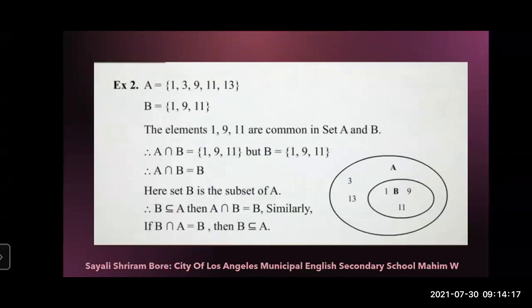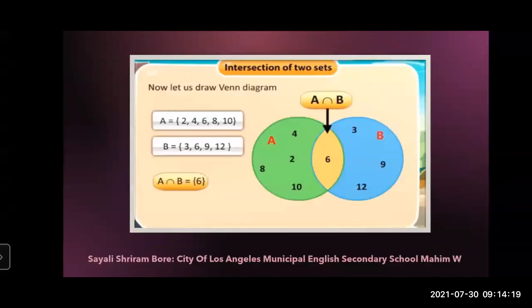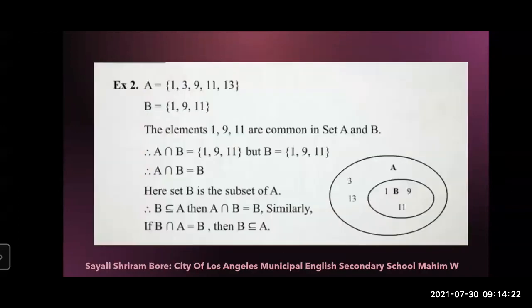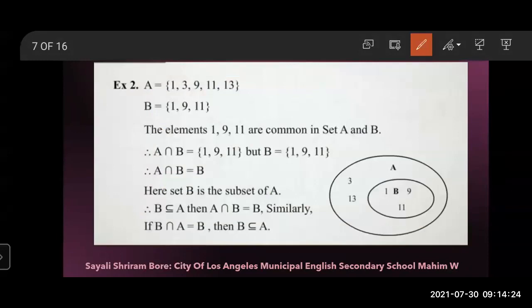A is equal to 1, 3, 9, 11 and 13, whereas B is equal to 1, 9, 11. Now in this, you can see that the elements 1, 9 and 11 are common in both the sets. That is, the elements 1, 9, 11 are common in set A and set B.